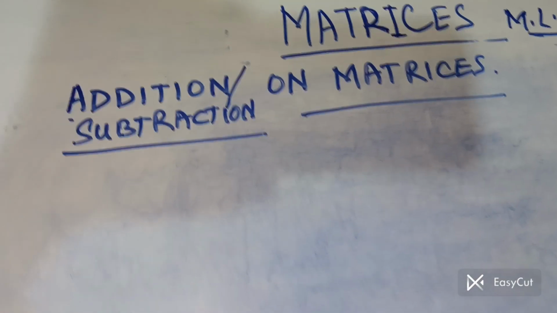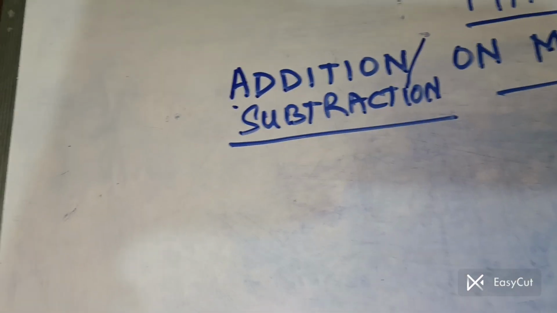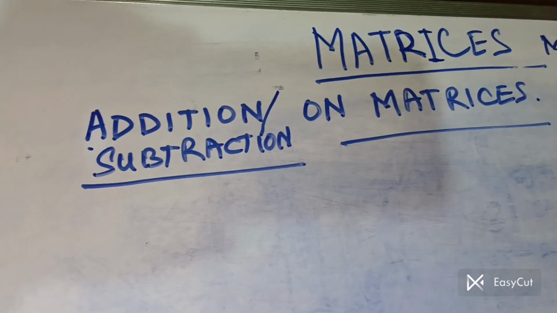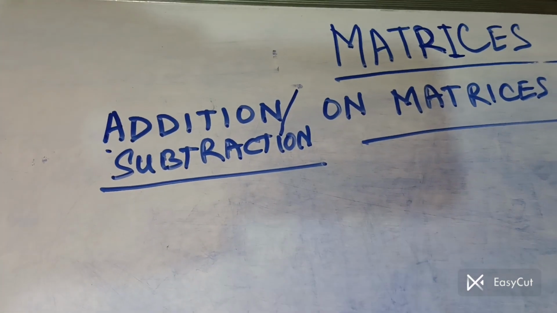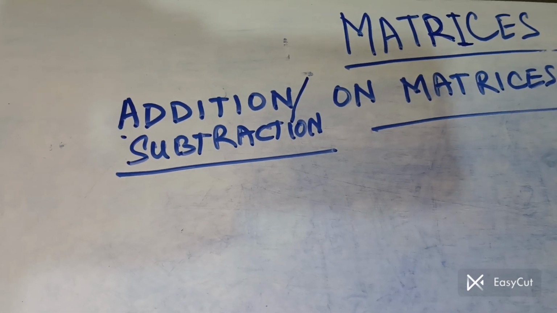So this is our answer. Next we will discuss addition and subtraction of matrices. Addition and subtraction are only done when the two matrices are of the same order, or we can say that they are compatible, right?